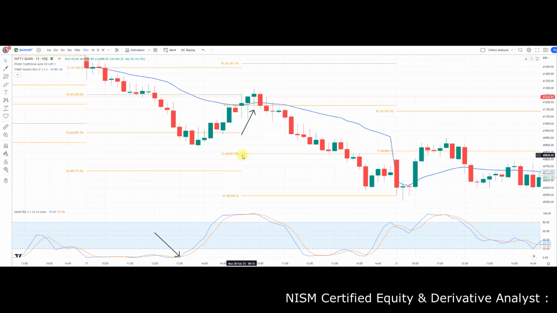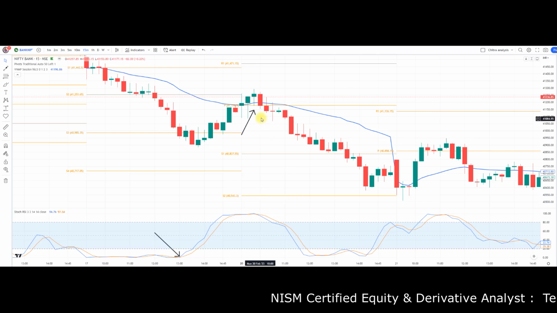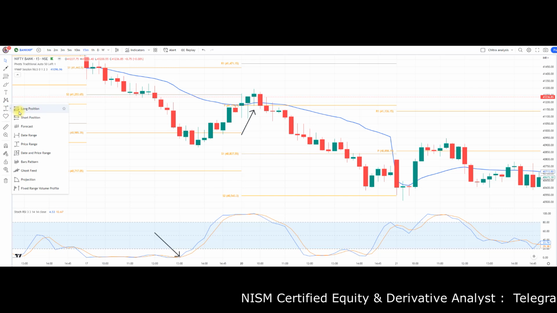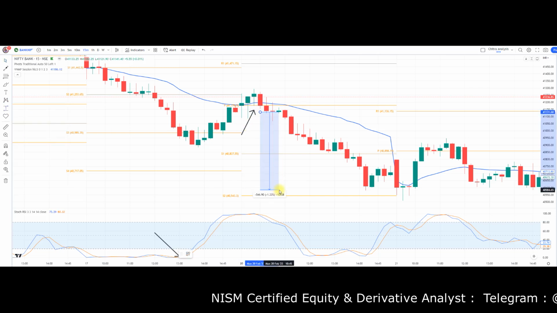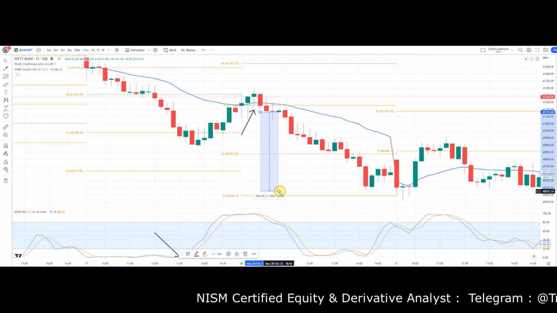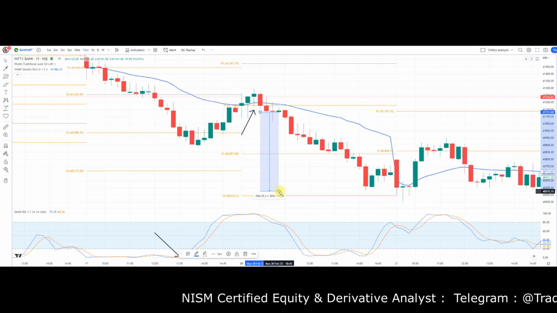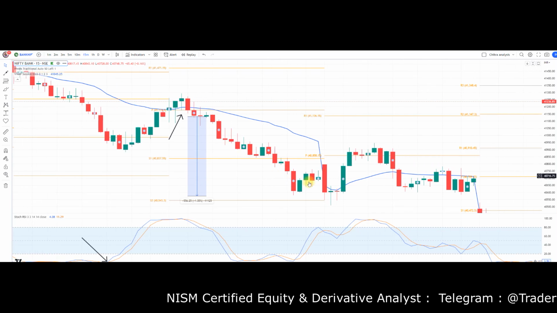Our first target is S1 and second target is S2. One can trail your profit once you enter into the trade. So we can see how many points we got on that day. From here we got almost 500 plus points on the same day, that too for the intraday. We can see the next day trade.